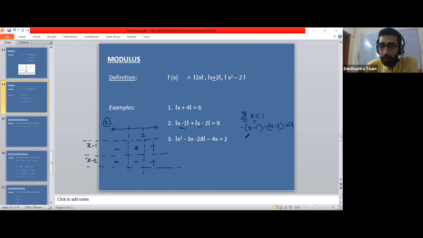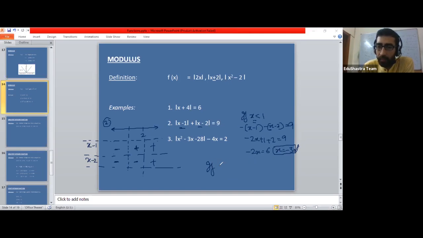For example, here, if you solve this, you get minus x minus 2x is equal to minus of minus 1 plus 1, minus of minus 2 plus 2 is equal to 9. This is 3. This comes out to be minus 2x is equal to 6. X is equal to minus 3. So, is x equal to minus 3 less than 1? Yes, it is. Therefore, this is an acceptable solution. X equal to minus 3 is acceptable.